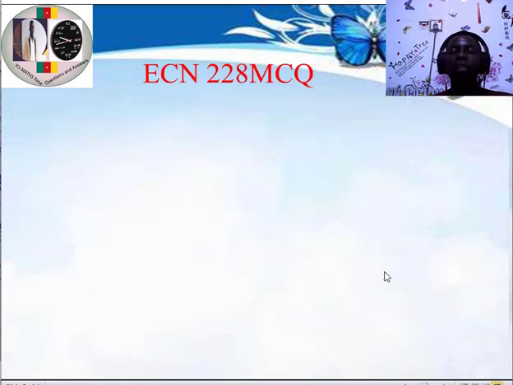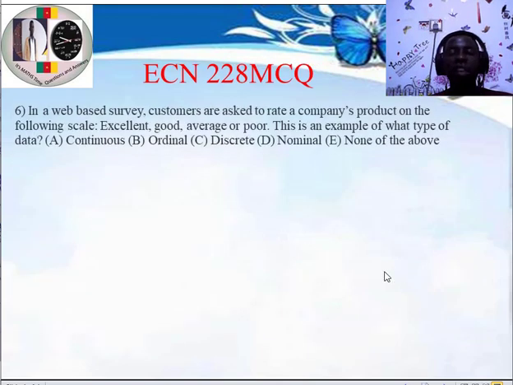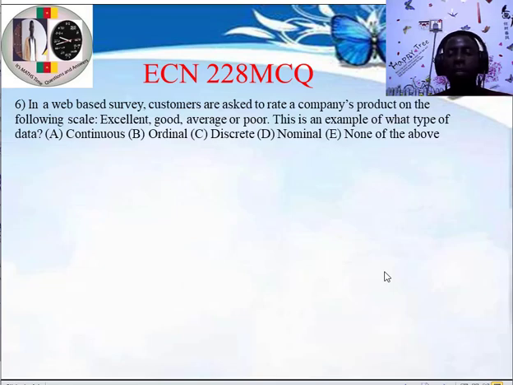Okay, the next part of the question, which is question 6, is talking about a web-based survey where customers are asked to rate a company's product on the following scale: excellent, good, average, or poor. This is an example of what type of data? So from what we have described in the previous question, question 5, we can see that it is qualitative data, and qualitative data can only be ordinal or nominal.